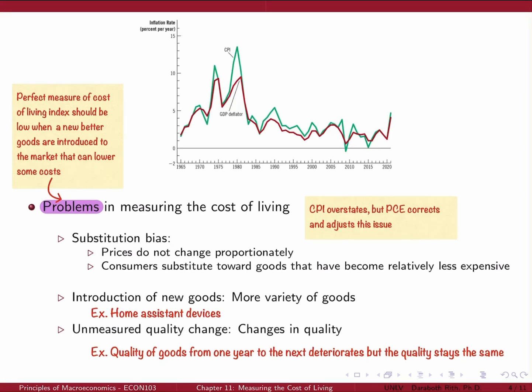Finally, there is the issue of unmeasured quality change. The CPI does not account for changes in the quality of goods and services. While there is significant variation in the quality of products available in the market, CPI does not adjust for these quality differences, which can lead to inaccuracies in reflecting true changes in the cost of living.